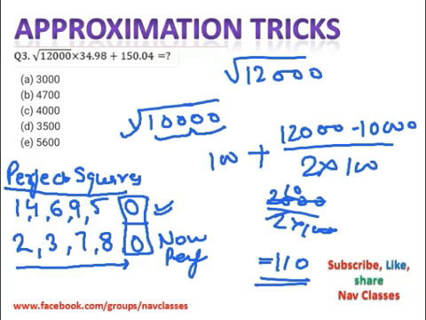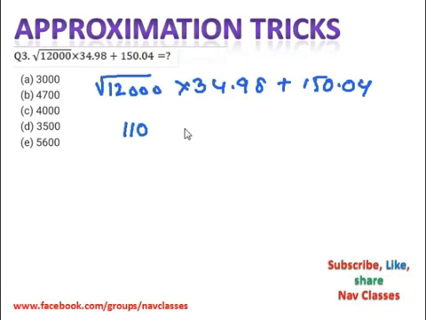Okay, so let's see the question. It says 1110 multiplied by 34.98. Can we approximate it? Yes, 35. We can take it 35. So there is another trick here. Whenever we are going to multiply any digit with 11, then we have the trick. See, we are going to multiply this and there is 0, then definitely the 0 will come here.